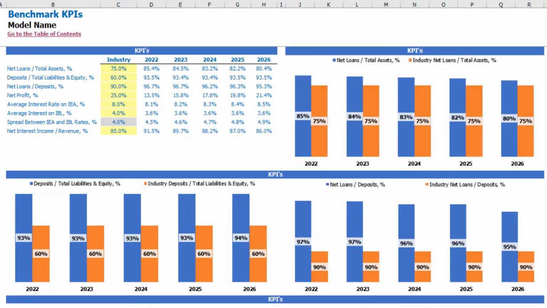The same amounts you may see on the charts. In orange you may see the industry benchmark, and in blue the values calculated by the model.